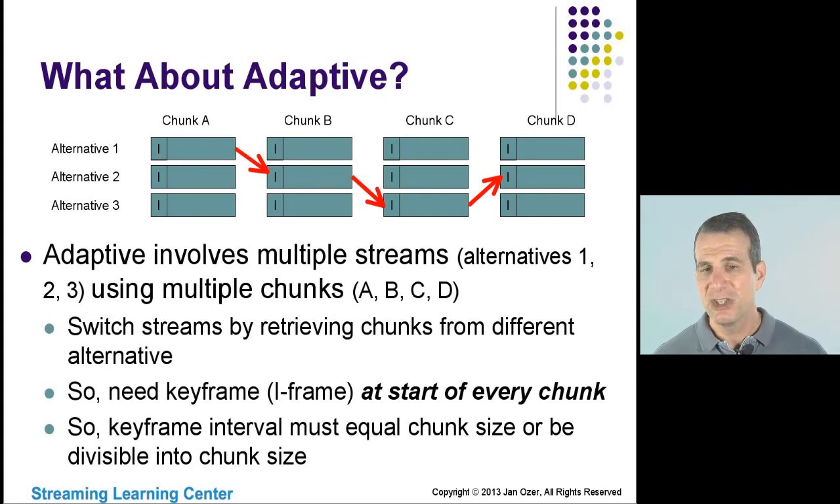So we start off playing chunk A in alternative 1. If life is good, we upgrade to chunk B in alternative 2. If life continues to be good and the bandwidth is good, CPU is good, we'll upgrade to chunk C in alternative 3. And that's how all streaming encoders work. So you need an I-frame at the start of every chunk in order to make sure you can play that chunk. So rule number 1 is you want the keyframe interval equal to the chunk size or divisible into the chunk size. And let's look at how that works.